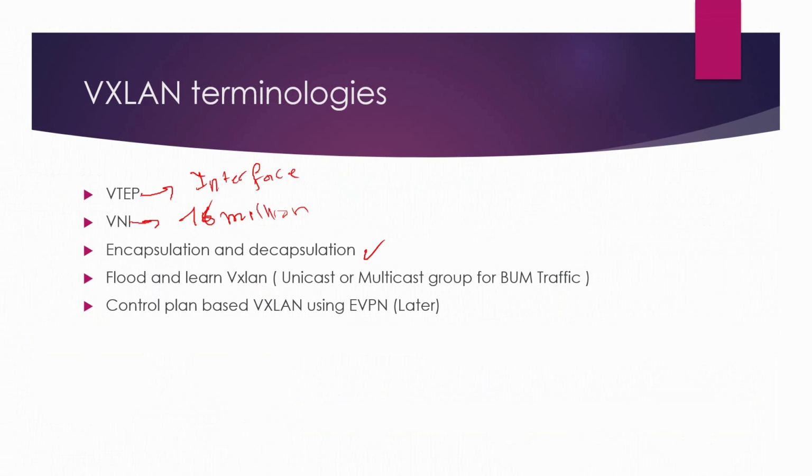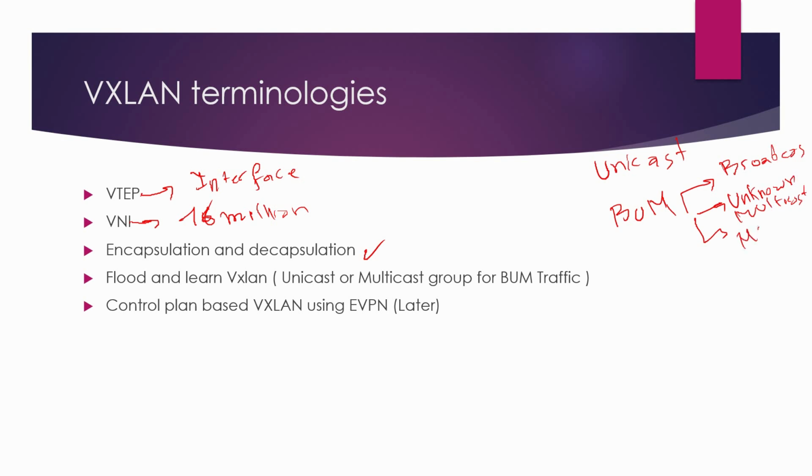So now for flooding and learning in VXLAN. In that case, we usually have four kinds of traffic. We have unicast, and we have another one called BUM traffic. The BUM traffic is like three in one, that's why I said four. For example, broadcast, and also unknown unicast, and multicast, the third one.